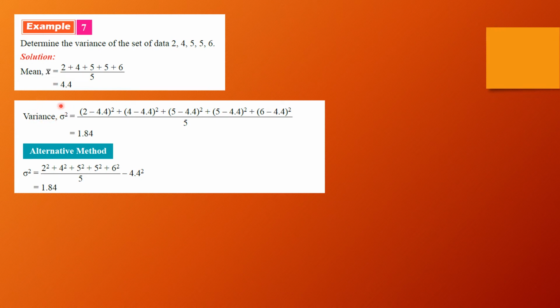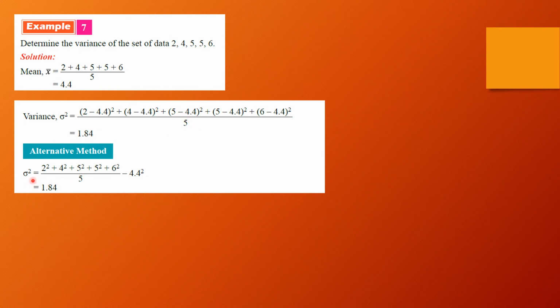So how to calculate variance? You can use one of the methods. You take 2 minus mean, then you square. Then 4 minus mean, then you square. Then plus 5 minus mean, square. Then plus 5 minus mean, minus 4.4, then square. Then 6 minus mean, 4.4, then you square. Divided by 5. So you get 1.84.